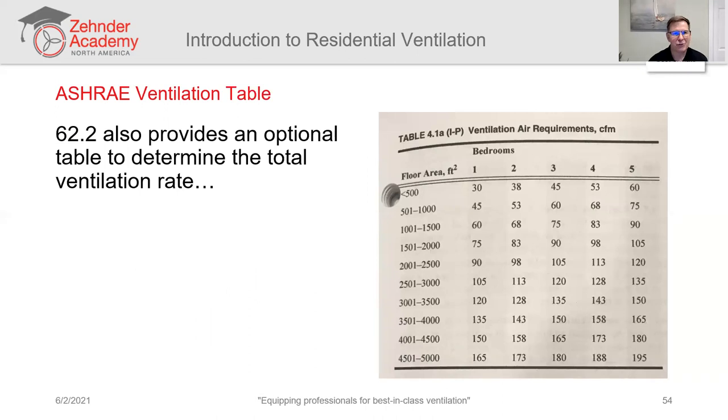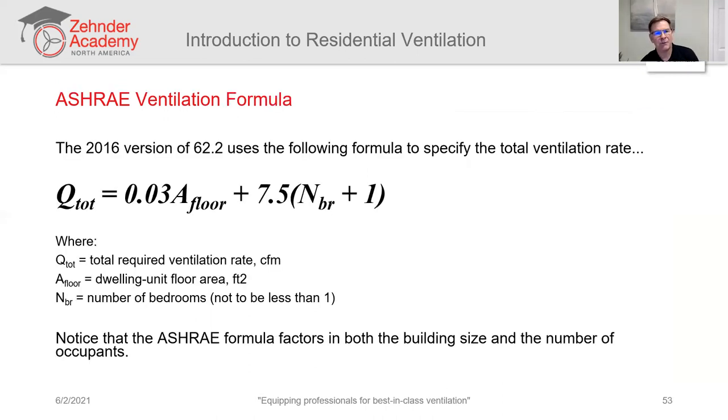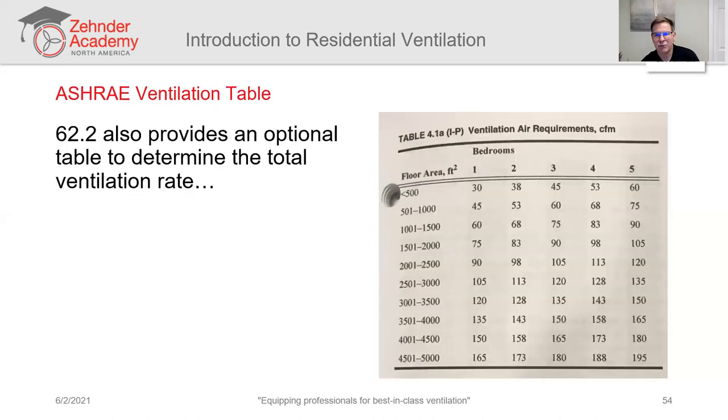ASHRAE 62.2 also gives you this table. So if your algebra is sort of antiquated, then you can just flip over and use the table. In the table, it also takes into consideration both the floor area and the number of bedrooms. So find your floor area down on the left-hand column, find the number of bedrooms across the top, and then figure out what your CFM is supposed to be.